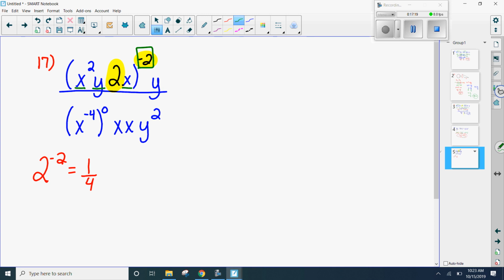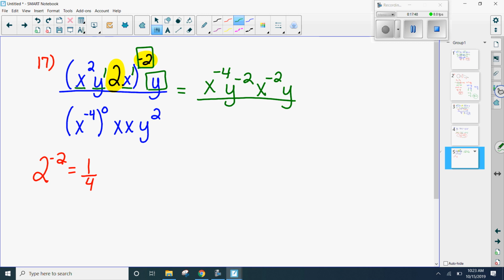Multiply them together. So what's 2 times -2? -4. This is a 1. 1 times -2 is -2. X is to the first. You take that to the -2 power, you get x to the -2 power. And then you have that y right here that I'm going to put right here at the end.